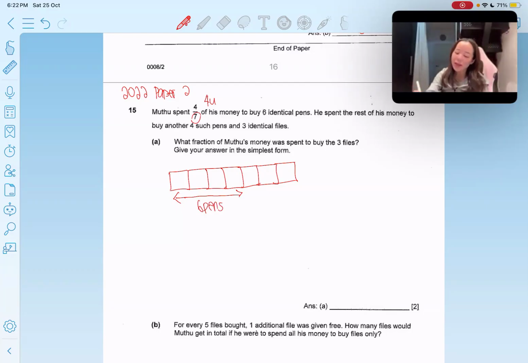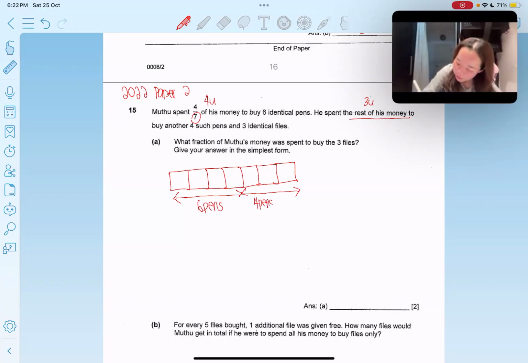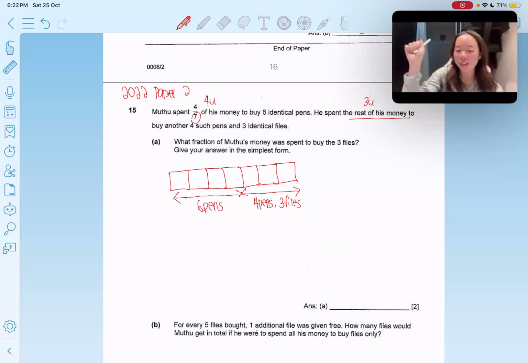Then he spent the rest of his money to buy 4 pens and 3 files. So the rest is how many units? 3 units, right? So he spent 3 units to buy 4 pens and 3 files. Can you see that it's a bit complicated? Like 6 pens, 4 units, how am I going to divide? It's impossible. I cannot say 1 pen, 1 unit. So what do I do? I will find the common multiple of 6 and 4.